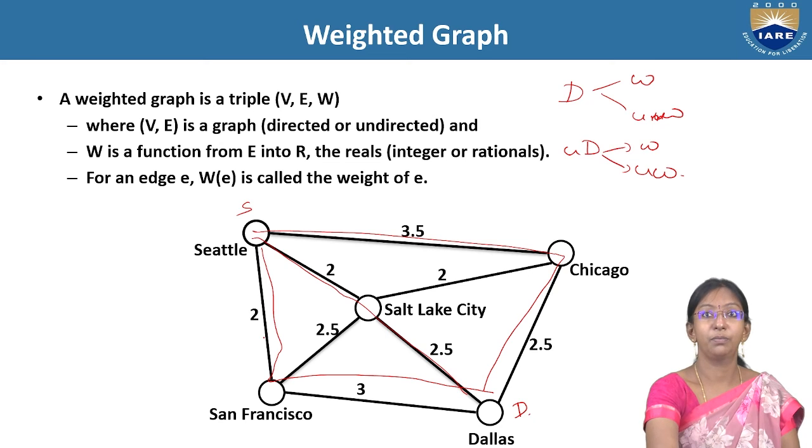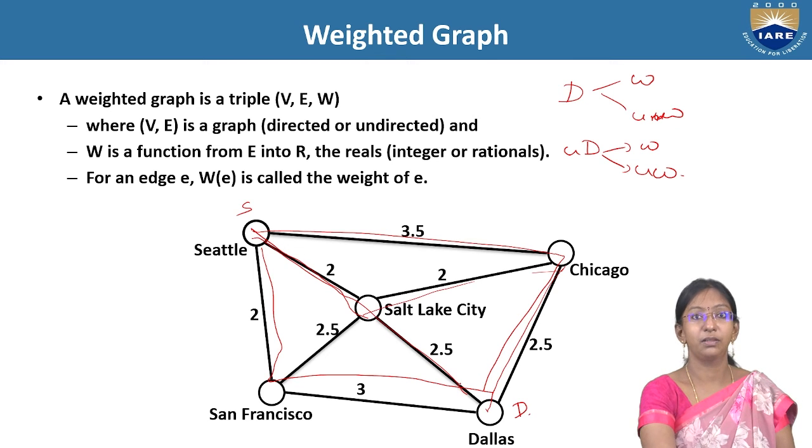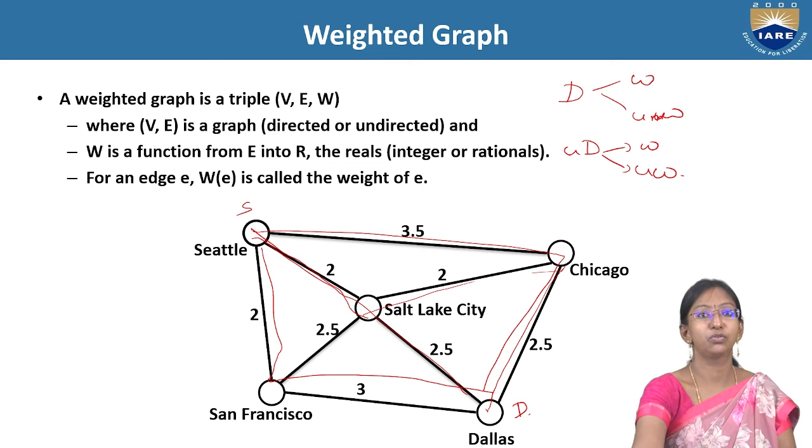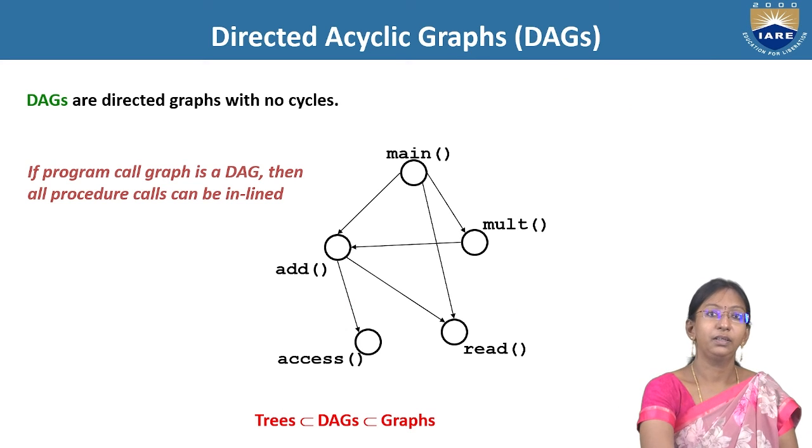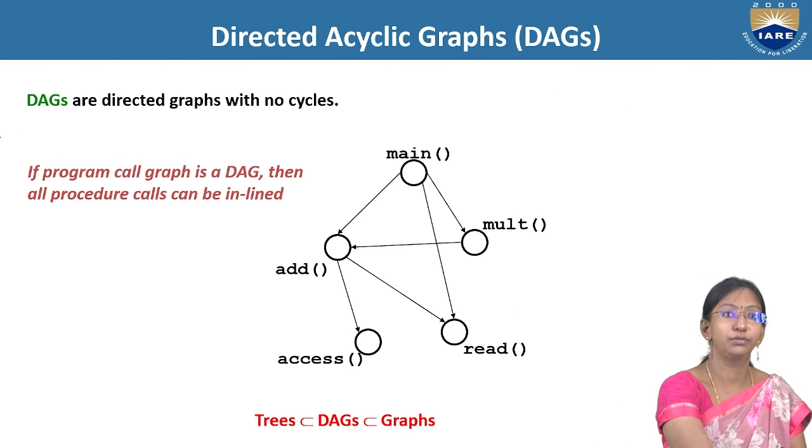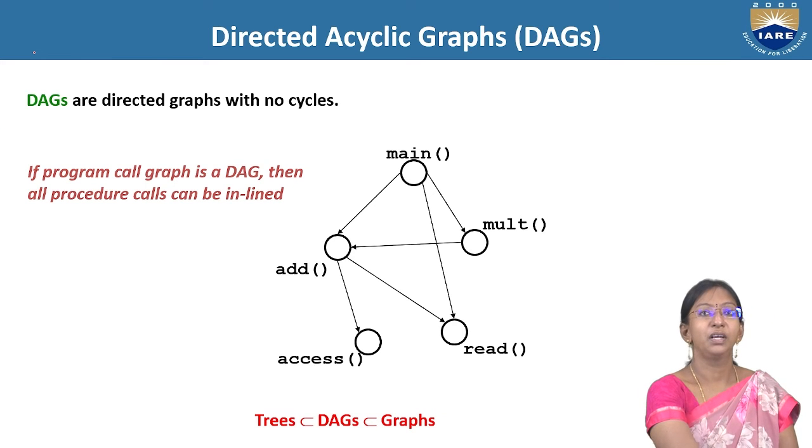These are the three different paths. Or you can go to Salt Lake, Chicago, and then Dallas. Even that is a path. So the collection of edges is nothing but a path between the source and destination. Okay, then DAG, one of the important questions in your exam.